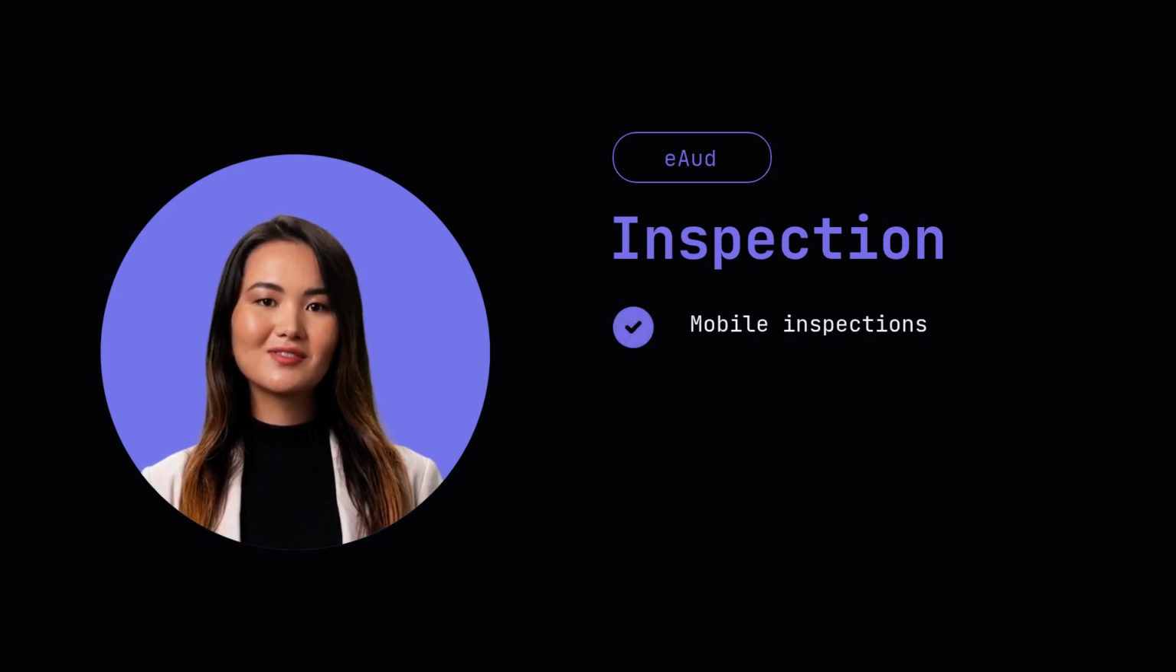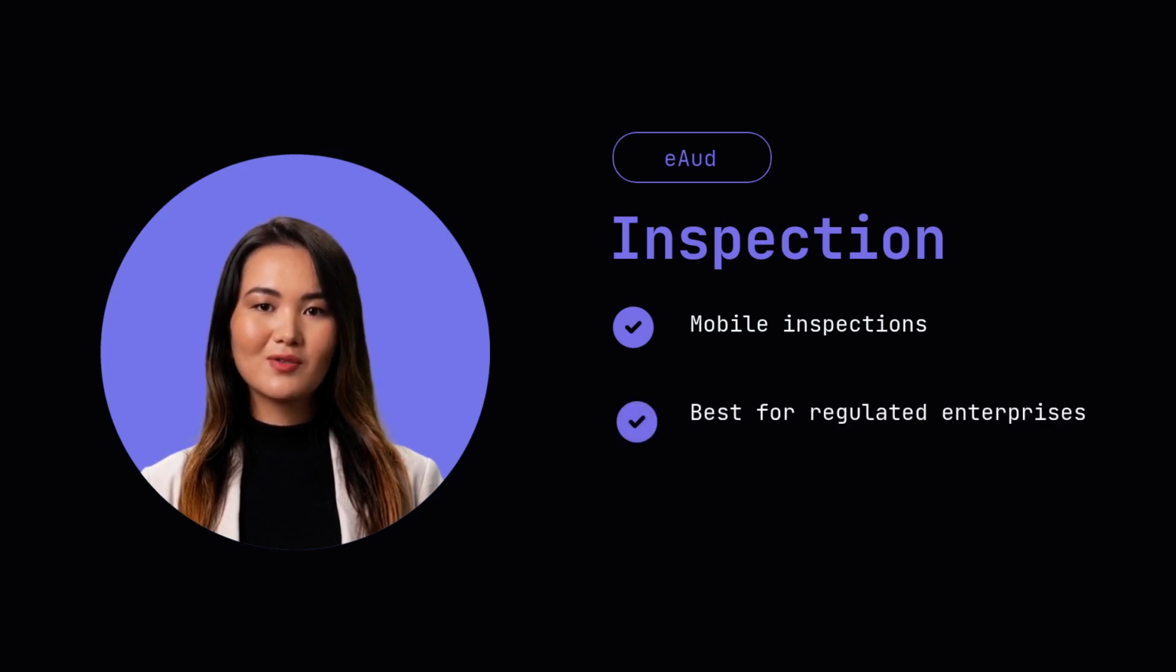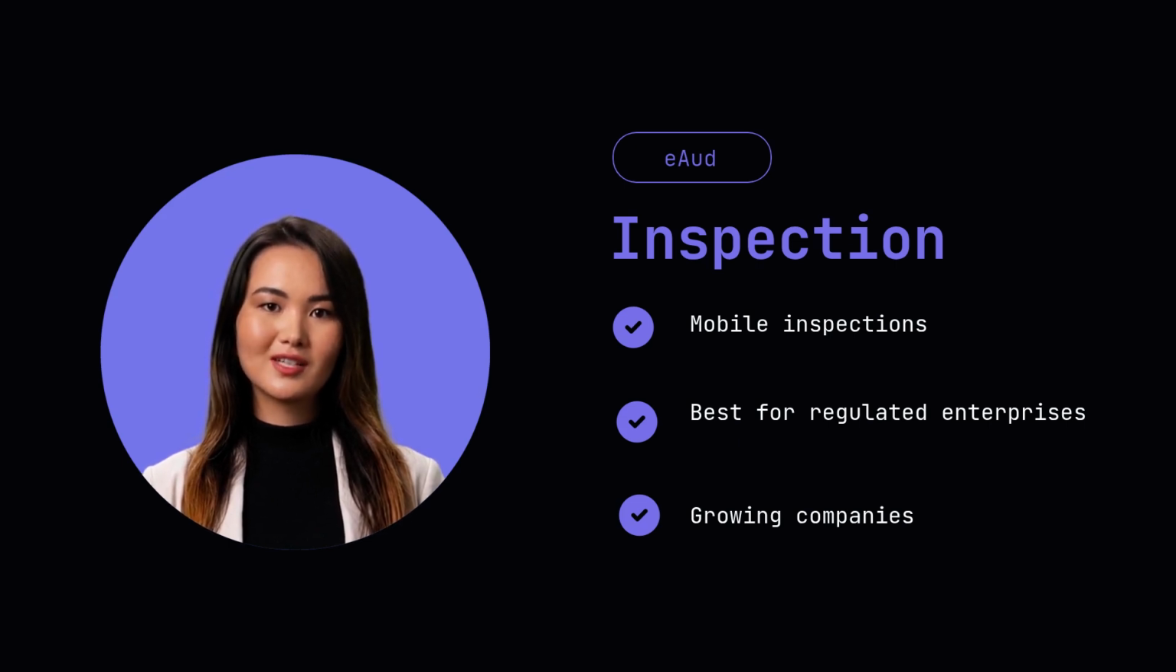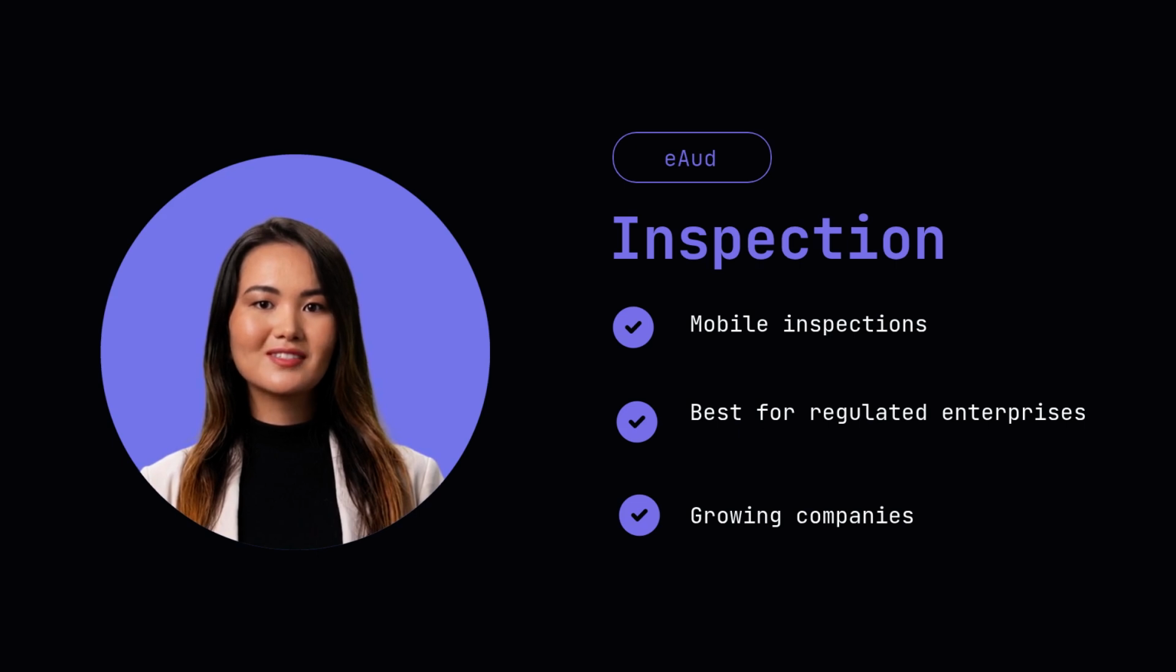eAuditor.app excels in ease of use and mobile inspections. Master Control is best for regulated enterprises with strong corrective actions. Qualio suits growing life science companies needing moderate corrective actions. AssureX is strong for multi-site teams, while TrackWise Digital fits global enterprises. Choose based on your team's specific needs.